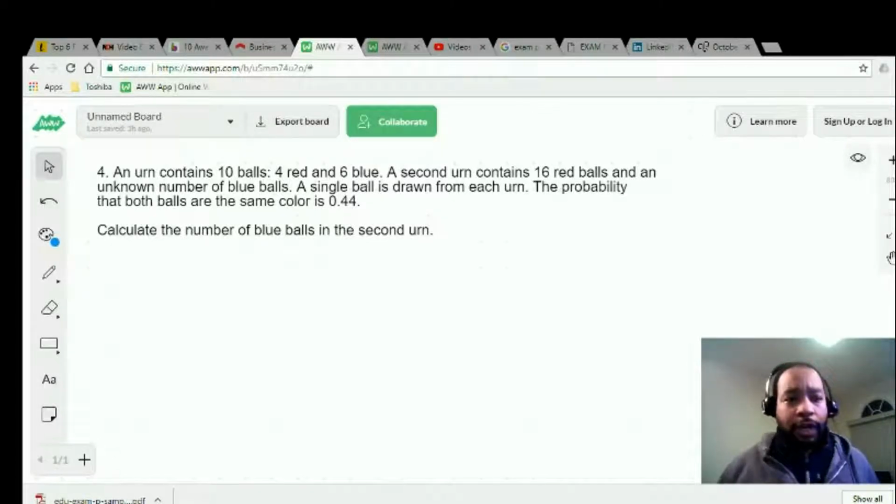Okay, now we're going to look at another example. This is question 4 of the exam study note. We have an urn that contains 10 balls, 4 red and 6 blue. A second urn contains 16 red balls and an unknown number of blue balls. A single ball is drawn from each urn. The probability that both balls are the same color is 0.44. Calculate the number of balls in the second urn.